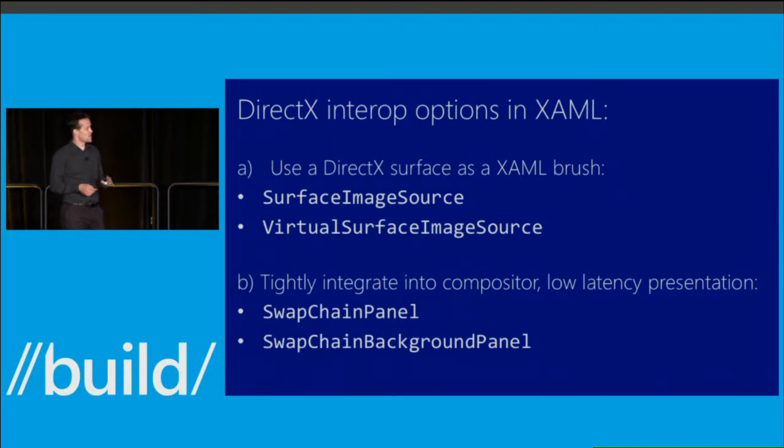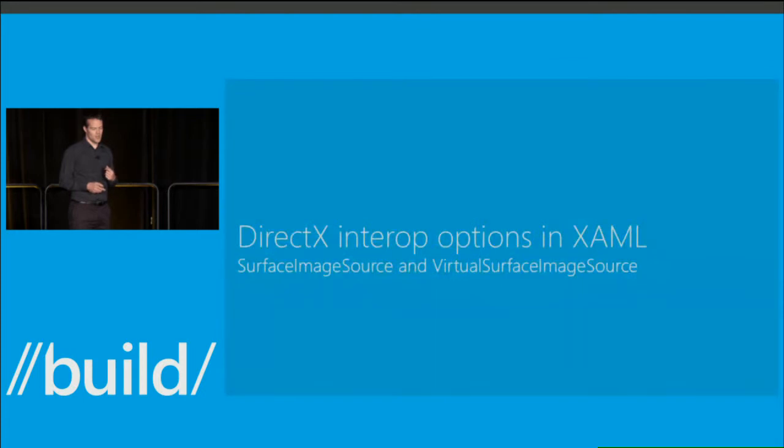If you want to have tight integration into the system compositor and low latency presentation, you want to control all of your own timing, and you want to have very tight interactivity, swap chain panel and swap chain background panel are the way to go. So first up, surface image source and virtual surface image source.